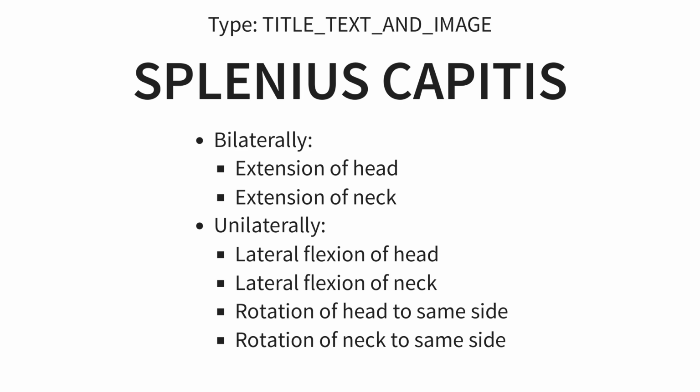The splenius capitis muscle has several functions. Bilaterally, it extends the head and neck. Unilaterally, it contributes to lateral flexion of the head and neck and rotation of the head and neck to the same side. In this section, we will explore various muscles of the back, their functions, and their anatomical significance.